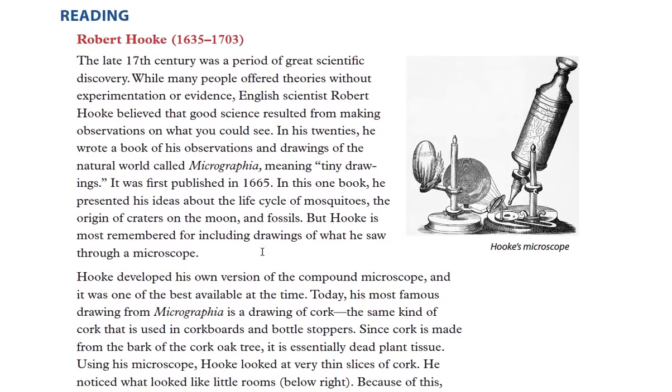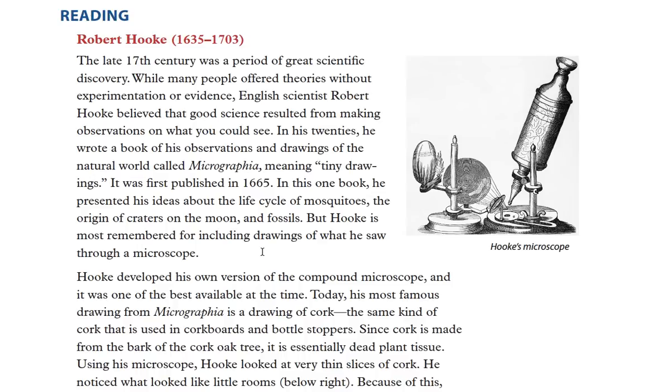Robert Hooke, 1635 to 1703. The late 17th century was a period of great scientific discovery. While many people offered theories without experimentation or evidence, English scientist Robert Hooke believed that good science resulted from making observations of what you could see. In his 20s, he wrote a book of his observations and drawings of the natural world called Micrographia, meaning tiny drawings. It was first published in 1665.